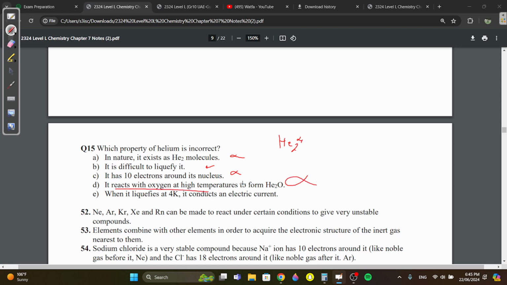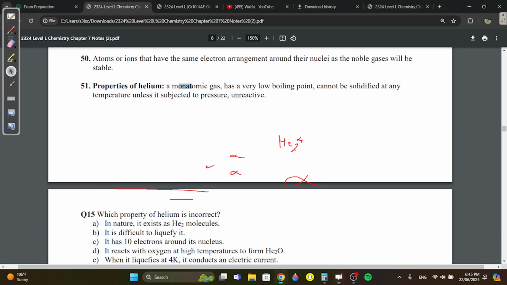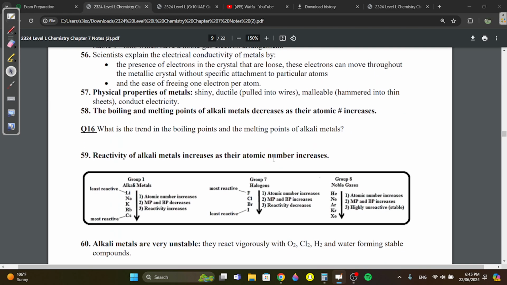It reacts with oxygen? Obviously, no. When it liquefies at 4 Kelvin, it conducts an electric current. I didn't see anything to do with this. Properties of helium: it's a monoatomic gas, has a very low boiling point, cannot be solidified at any temperature unless subjected to pressure. It's unreactive. They probably won't get this question since they didn't give us enough information about it.